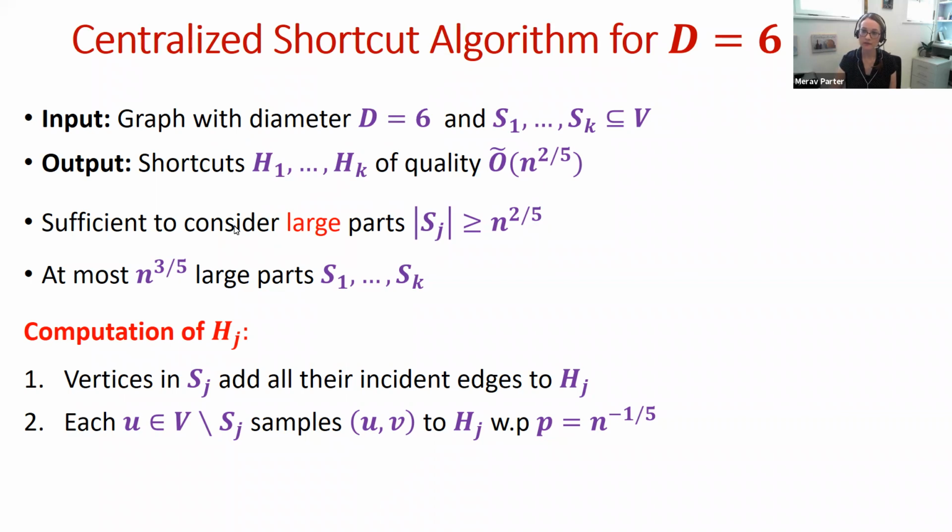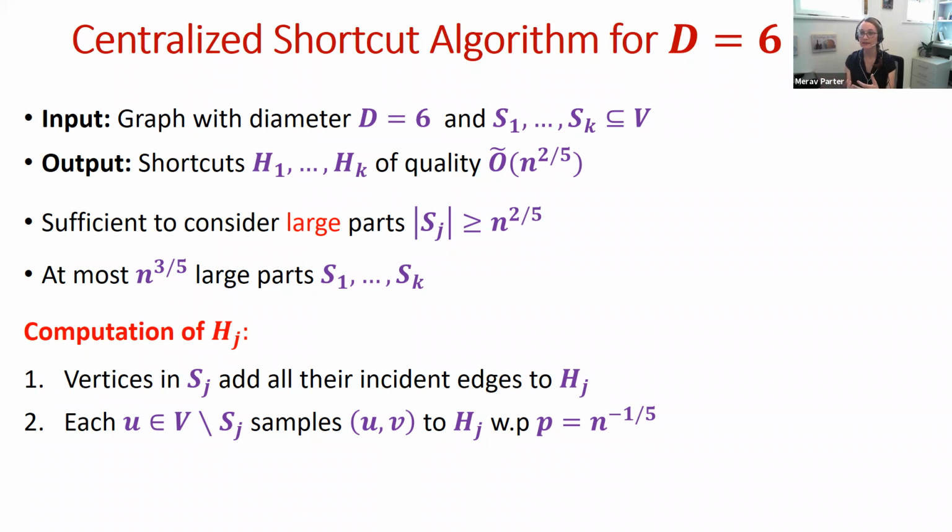One can observe that, again, it is sufficient to just consider the large parts, those that have size at least n to the 2/5, because for the other ones we can just use the induced subgraph. They have the good diameter with no congestion. So let's just assume that all the parts are large, okay? We have at most n to the 3/5 large parts. And then for every part Sj, we compute this collection of edges Hj as follows. So the first step: look at all the vertices in Sj and just add all their incident edges to Hj.